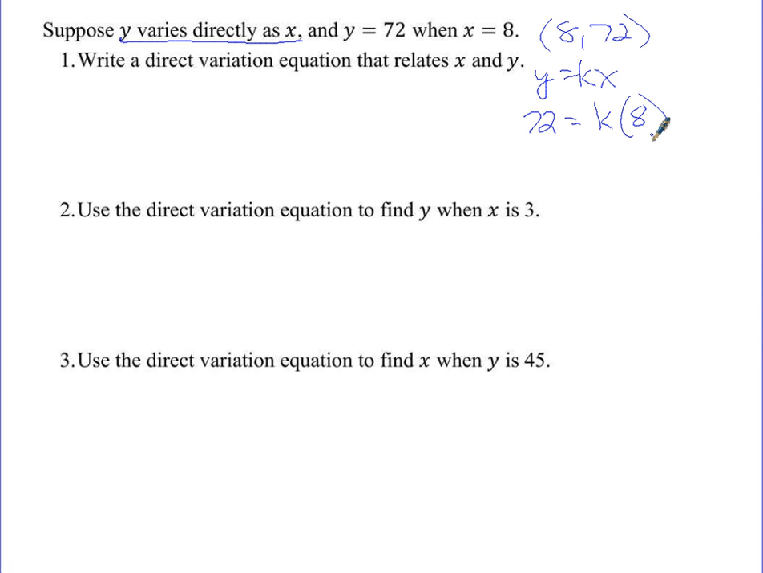What this lets me do is it lets me solve for k. As soon as I solve for k, I know what the constant of variation is. And because I know what the constant of variation is, I can write the actual equation, not the general equation, y equals kx. So that's what we're going to do. Solve for k. What should I do? Divide both sides by 8. So I wind up with k equals, what's 72 divided by 8? 9.